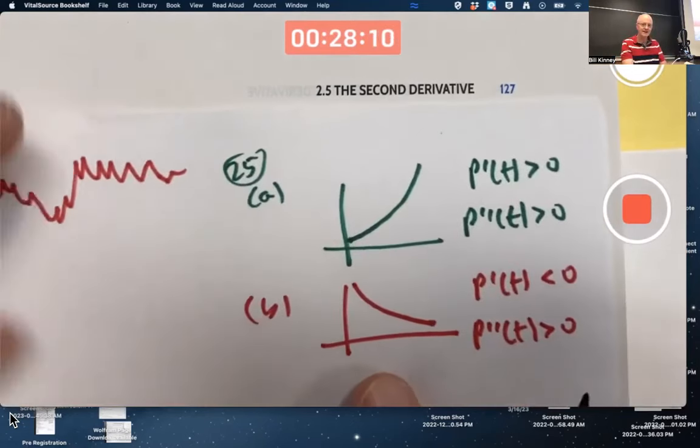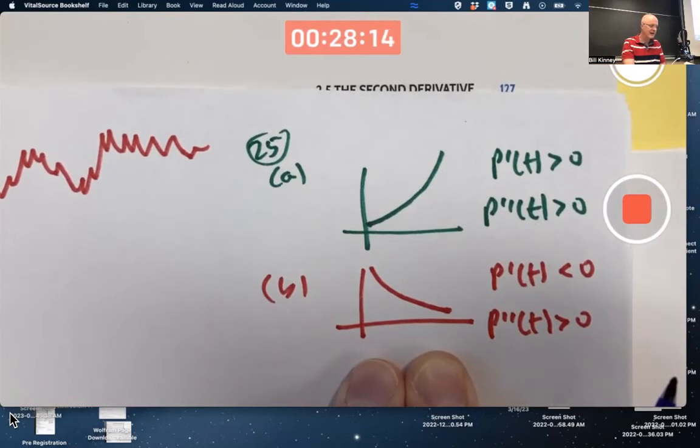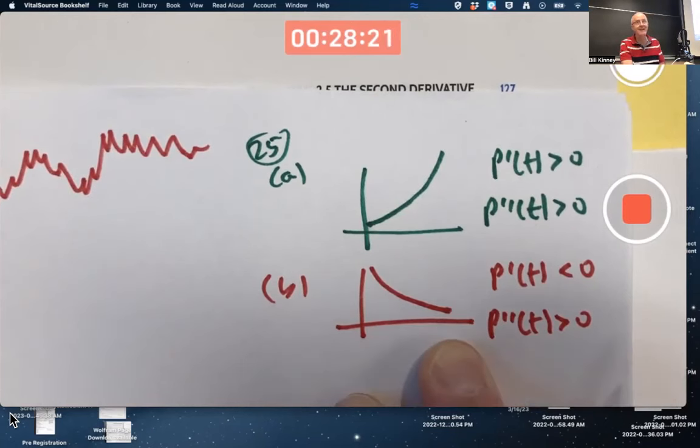On the other hand, for a decreasing and concave up graph, the function values are bigger when the input is lower. But the slope is bigger when the input is higher. Bigger meaning closer to zero in this case, with negative slopes.